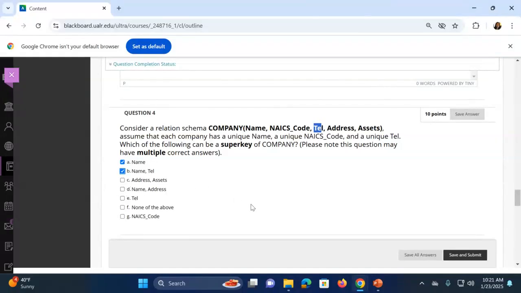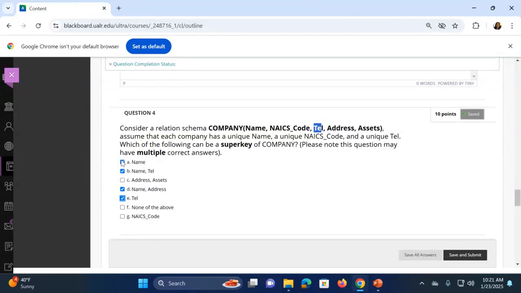Then name and telephone number is also a super key. A super key does not need to be minimal. A super key can contain redundant attributes. So name and telephone number is a super key. Address, assets is not, because it does not contain a key. Name, address, yes, because name is a key. Then telephone number, yes, it's a key. A key is also a super key, but a super key may not be a key if it contains some redundant attributes.